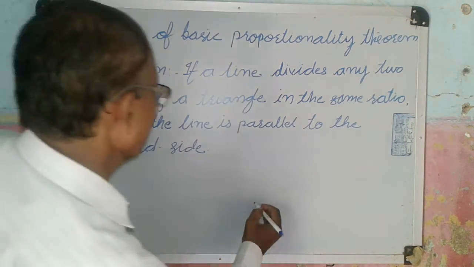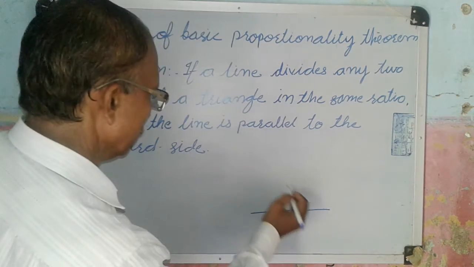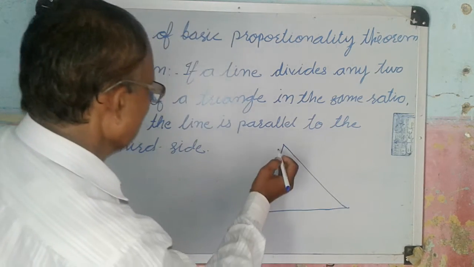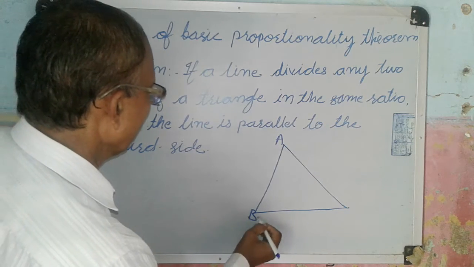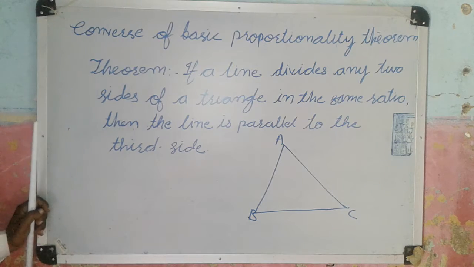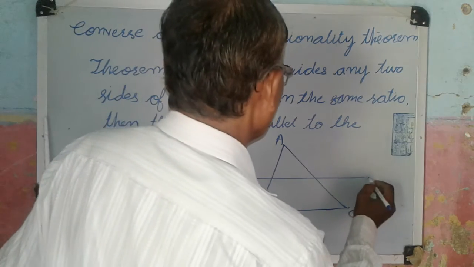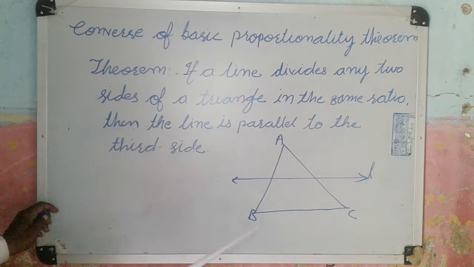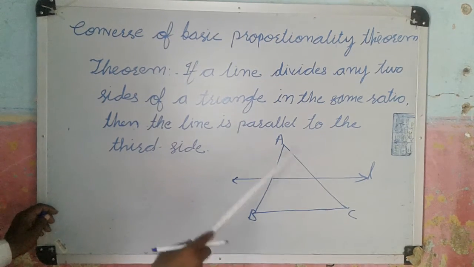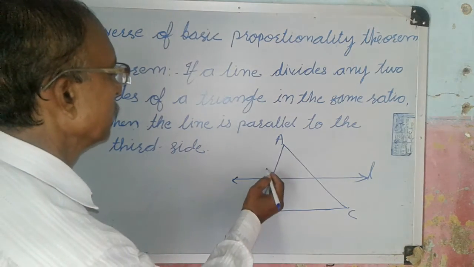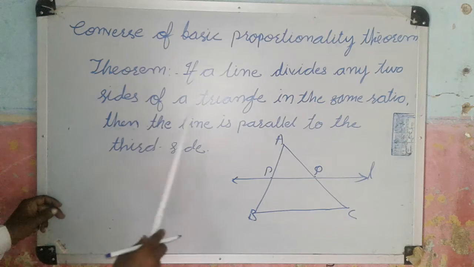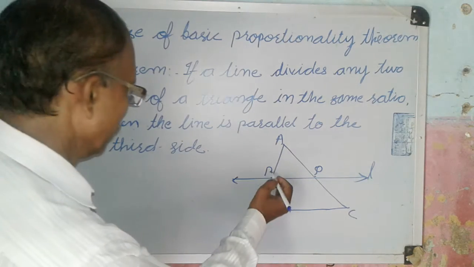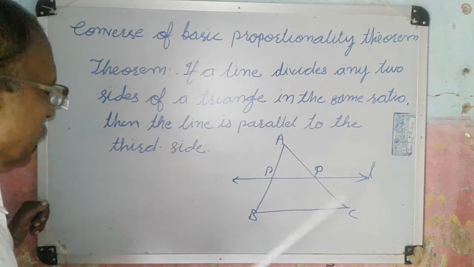Now see here, suppose this is triangle A, B, C. And suppose a line here divides these two sides, that means AB and AC, these two sides of triangle in the same ratio, then the line is parallel to the third side. That means this line is parallel to the third side.